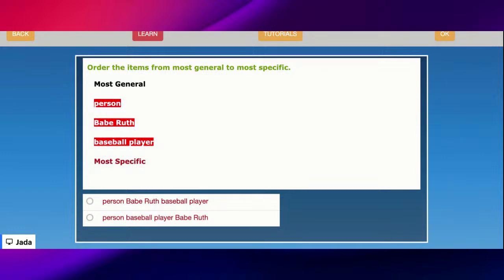So what's this one now? Let's stop spamming, okay? So we would have person, Babe Ruth, and then baseball player. What's our answer here? Which one? Oh yeah, good guys. So it's one. Okay, let's see if one is correct.